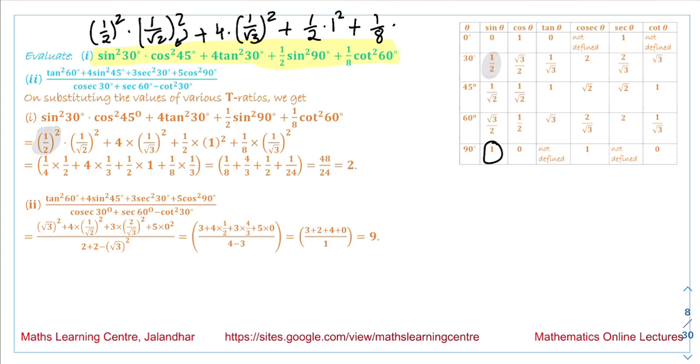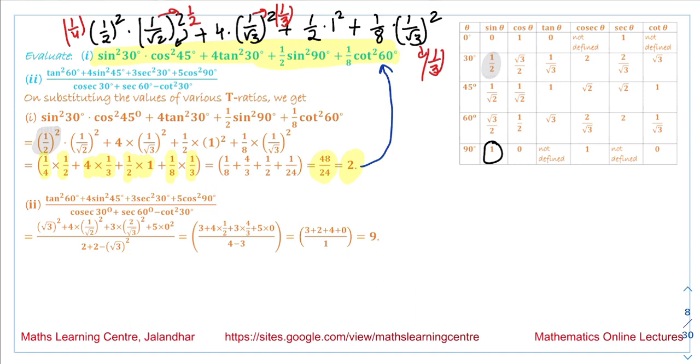The value of cot 60 is 1 by root 3, squared. When we solve these values, we get the answer for this as 1 by 4. The answer for this is 1 by 2. Next, this value will be 1 by 3, squared, and this value will be 1 by 3. So the final answer we obtain will be in the form 1 by 4 into 1 by 2, 4 into 1 by 3, 1 by 2 into 1, 1 by 8 into 1 by 3, and on solving this, the answer you will obtain is equal to 2. For this first part, the answer we obtain is 2.